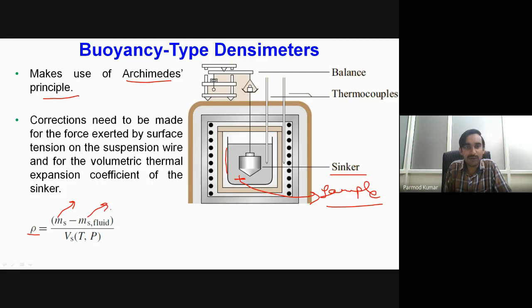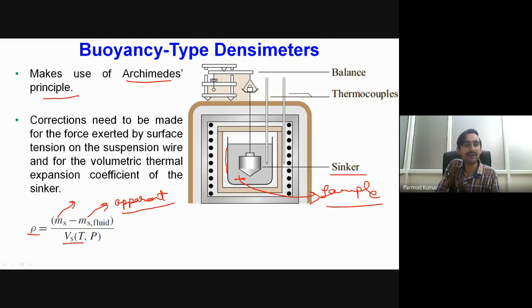And this MS fluid is nothing but the apparent mass of the solid, and this apparent mass comes into the picture when we are having fluid over here, divided by the volume of the sample, because the volume of the sample is nothing but the volume by which our fluid has been displaced. Okay, and we are measuring the temperature and pressure, so we can easily find out the density over here.